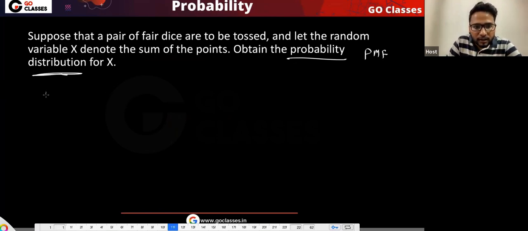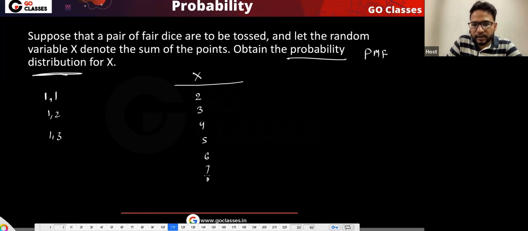So if we are rolling two dice, it could be 1 1, 1 2, 1 3, like that. Now tell me what are the possible values of X. It could be 2, 3, 4, 5, 6, 7, 8, 9, 10, 11, 12, right? These are the possible values of X. It can range from 2 to 12 because the summation can be at least 2 and at max 12. Now you need to find the probabilities for all of these.